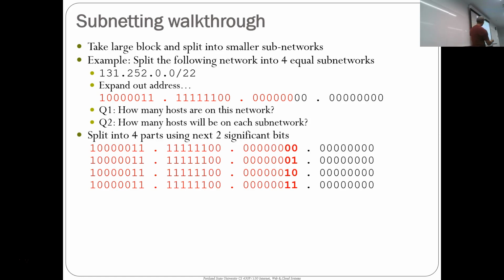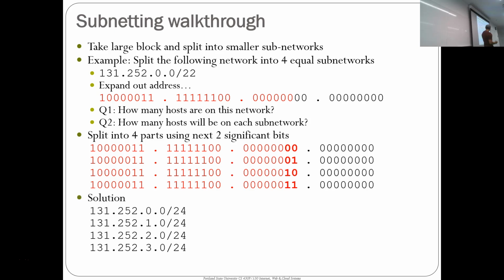We will grab the next 2 bits, 00, 01, 10, and 11, and these are now 4 different CIDR prefixes that will evenly divvy up that address space. If you then generate the CIDR prefix for each one of these, this is 131.252.0.0, but instead of 22 bits that are part of the network ID, you have 24 bits. And then this is 131.252.1.0, and then 24 bits, and then so on. Does everyone see how we just subnetted that larger block?